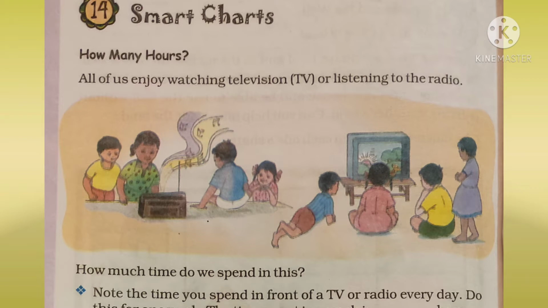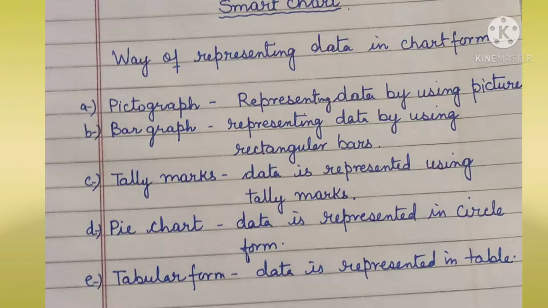marks of your friends, it means you are collecting information. And all this information is in numerical form, and this is called data. A set of data can be represented in the form of tables, tally marks, bar graphs, pictographs, etc. So, a smart chart stands for representing data smartly. In this class, we will learn about them.